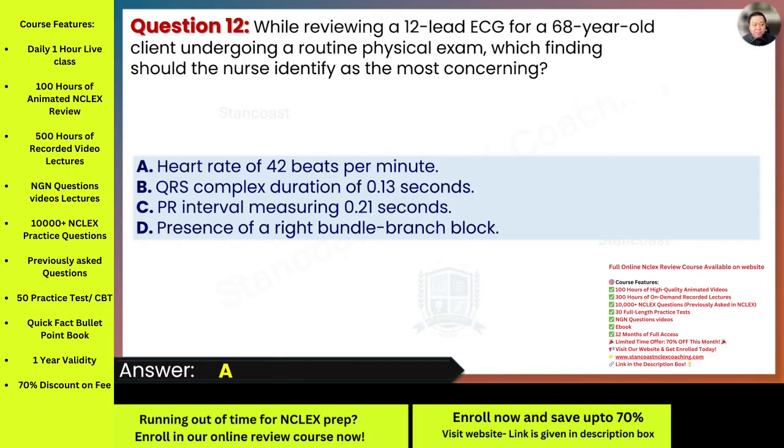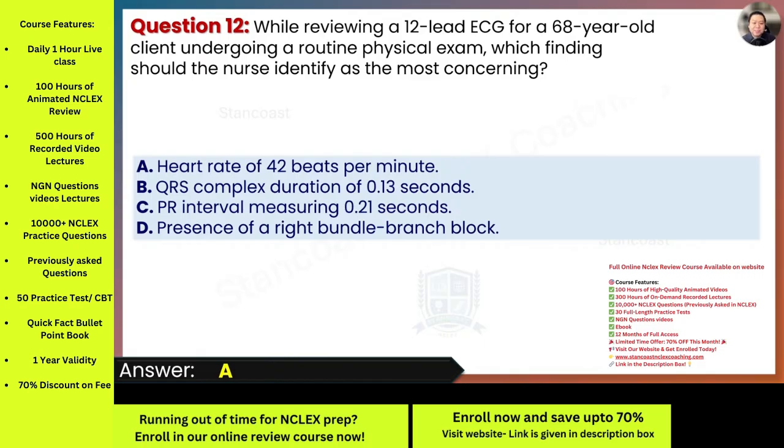Now, what about letter C? PR interval measuring 0.21 seconds. Now, a PR interval of this duration is slightly prolonged because the normal range is 0.12 to 0.20 seconds. And this one could indicate a first-degree atrioventricular block, which is often benign, especially in older adults.